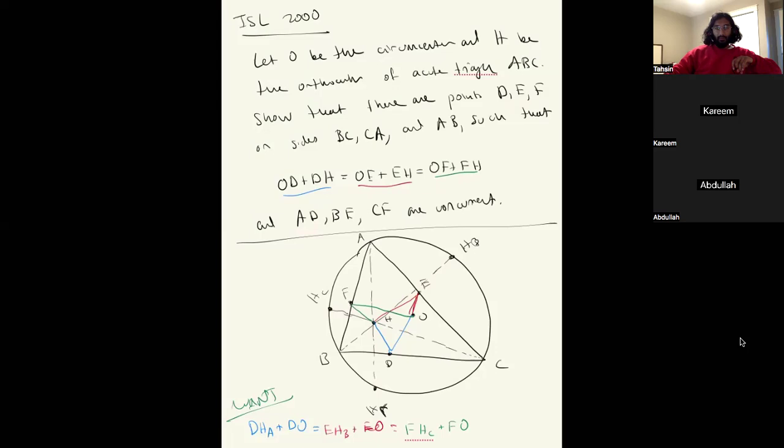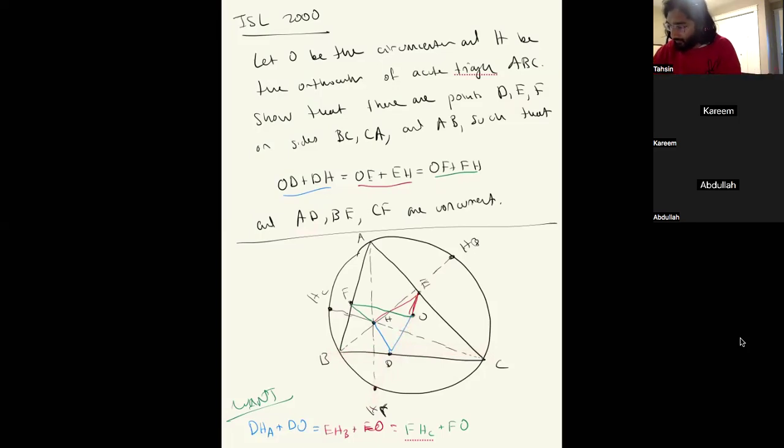Yeah, that's right. They will all be equal to the radius. If we take HAO and we intersect it with BC at this point here, that's actually the key idea here.